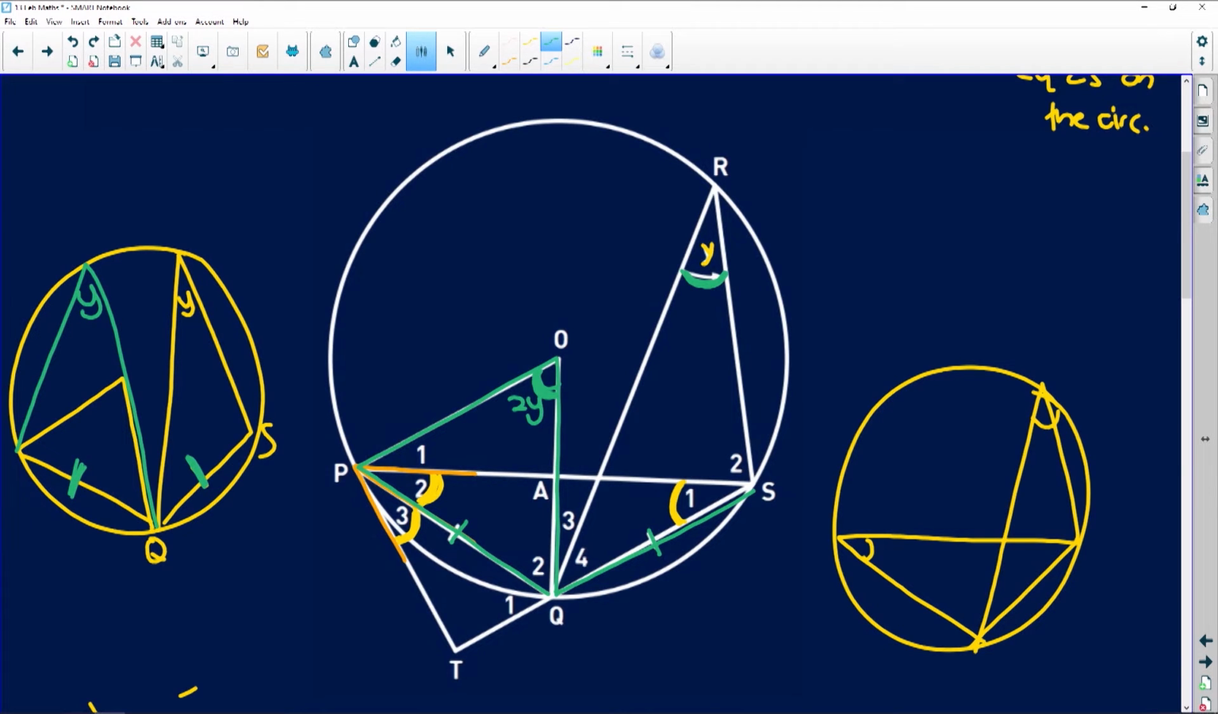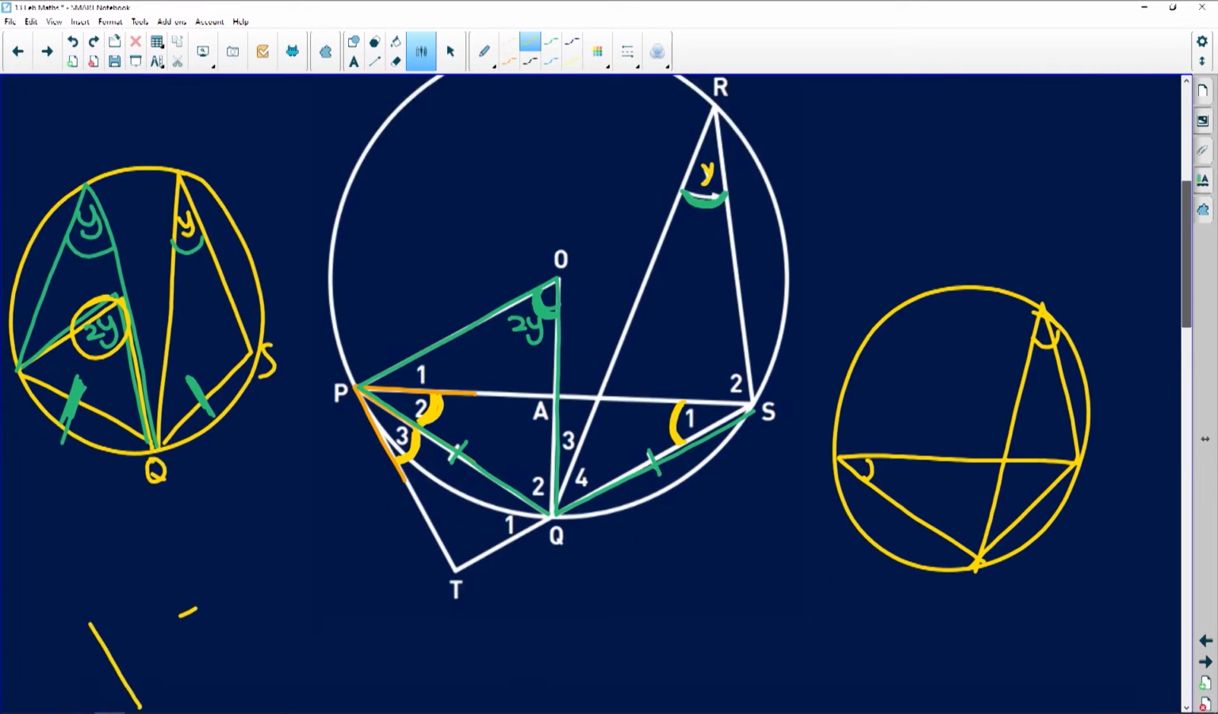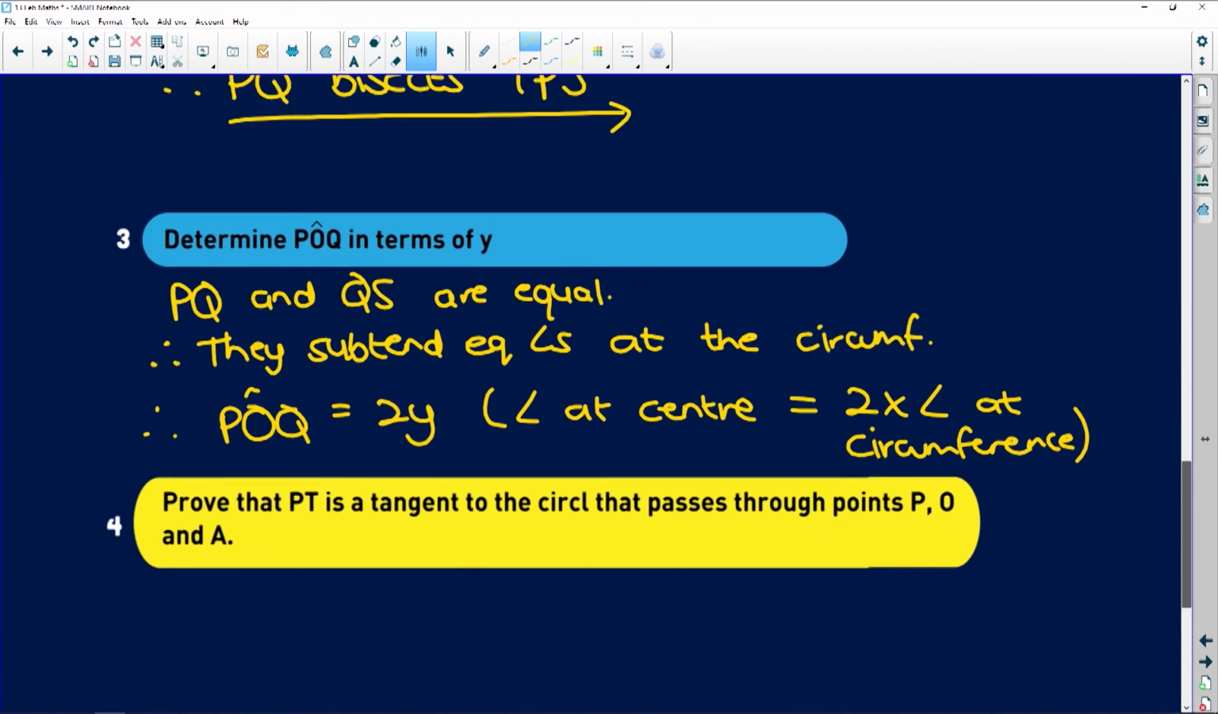So now, this angle at the center is automatically twice the angle at the circumference that it subtends. They're looking for you to understand that the equal chords subtend equal angles. And therefore, you can translate it into that angle at the center, this 2y over there. Okay. Let's take a look at the next question.